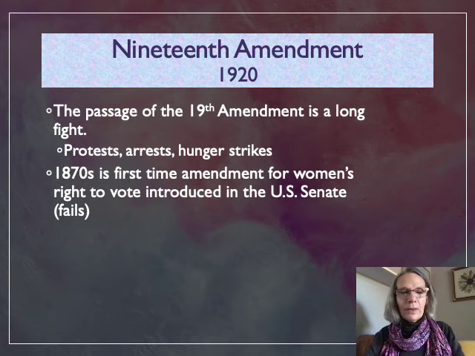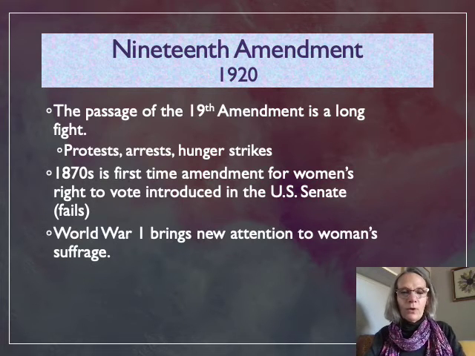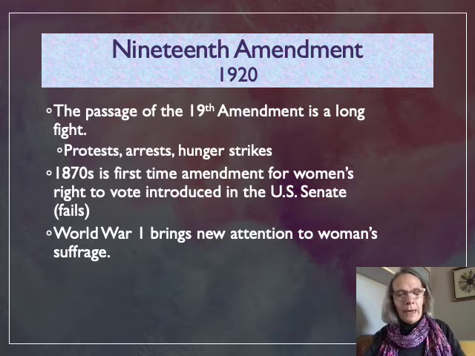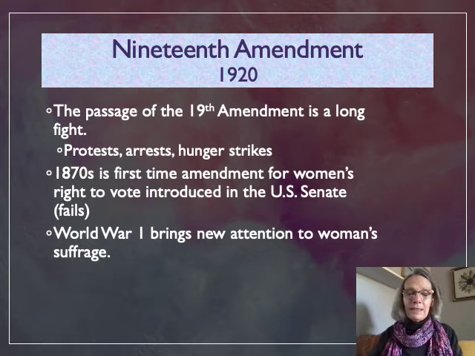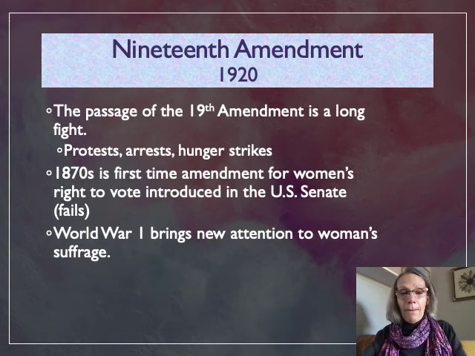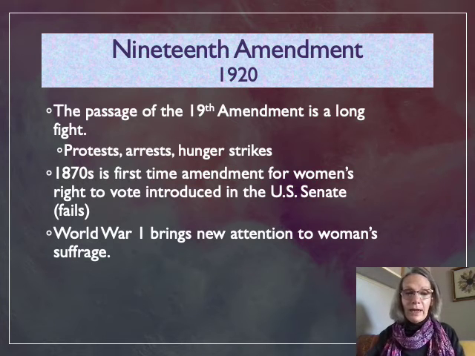It's the first time that the amendment for the women's vote is introduced, and it fails over and over again. In World War I, in 1914, when the war starts, that begins to bring new attention to women's suffrage, because as we saw with World War II, men go to fight the war, and then women go to the factories to get jobs in order to make up the loss of the workers that are fighting the war.